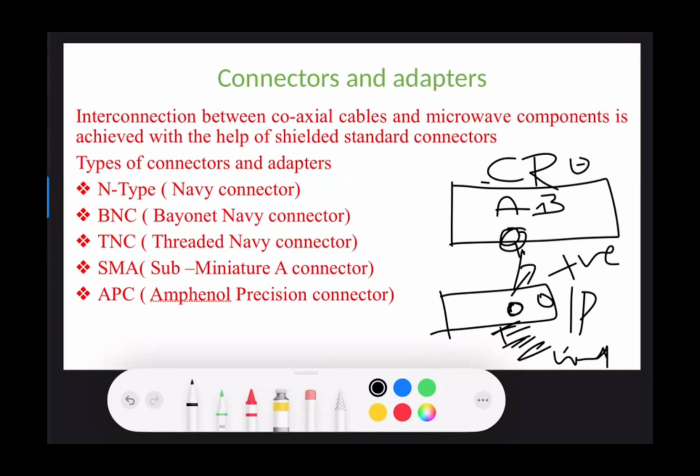I'll just explain once again. Connectors and adapters are the types of devices which are used for interconnection between coaxial cables and microwave components, which can be achieved with the help of standard connectors. They are passive devices which help to interconnect the devices between the coaxial cables. Take the example of a CRO probe.